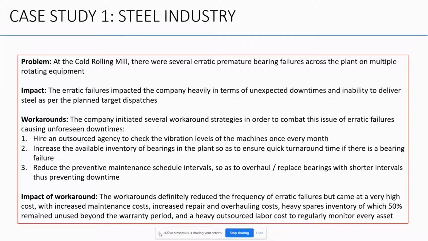Spares inventory went up, and it was identified that almost 50% of the spares was actually not used in its warranty period. So you can imagine that spares of bearings worth several tens of lakhs of rupees are actually sitting in inventory and not used until the warranty period gets over. And of course, the heavy outsourced labor. So these were the impacts of the workaround itself. It definitely impacted the cost, but helped solve the main problem, which was premature bearing failures.